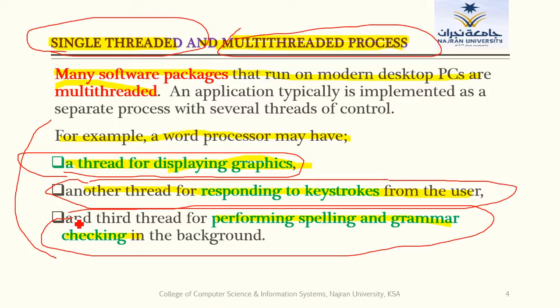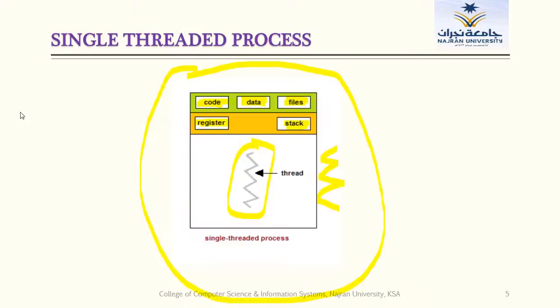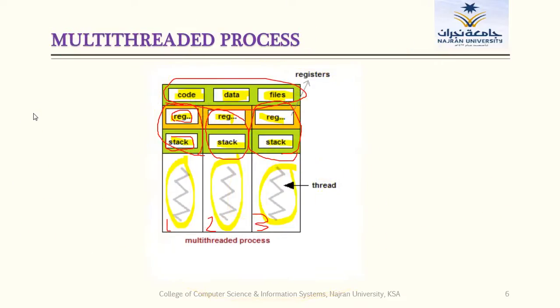So we can divide our process into many threads. This is just an example where one process is divided into 3 threads. Why are we dividing one process into many threads? We have some benefits, so we will discuss these benefits in the coming slides.